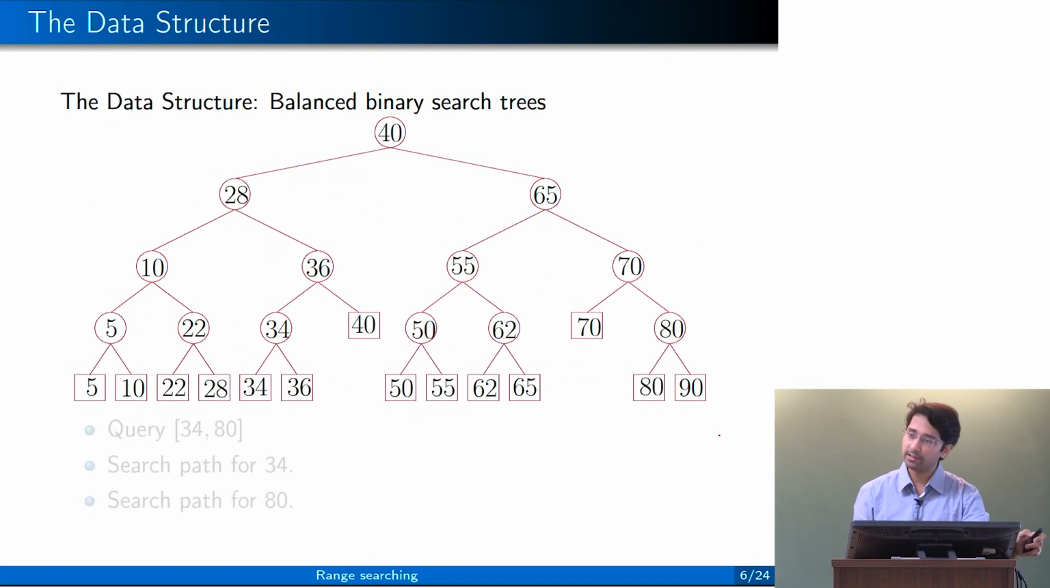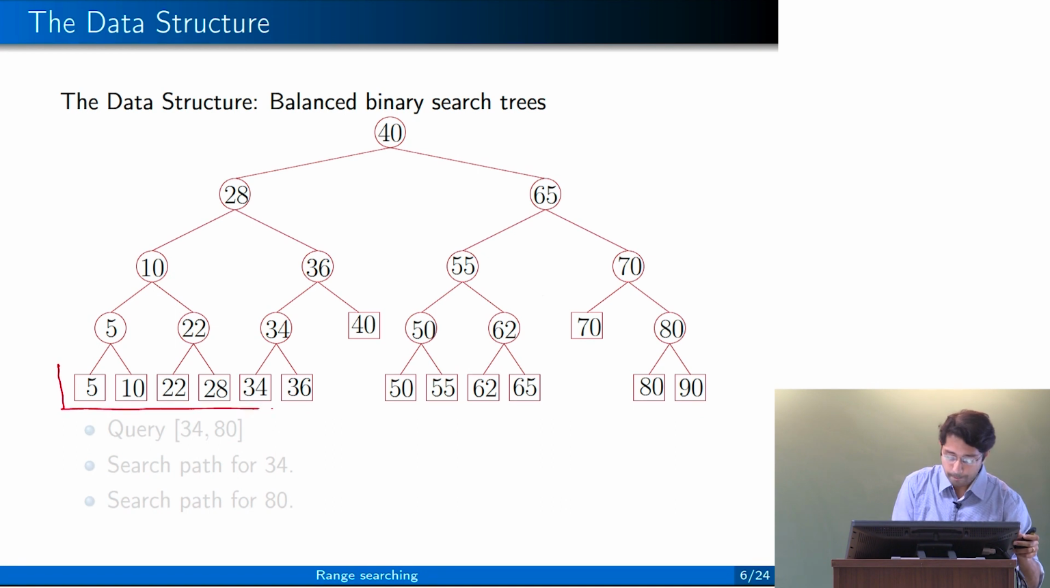But in the next few slides, I will give you a little bit more complicated solution to this problem. Why? Because it will help me build a data structure for the 2D problem. Clear? So what is my solution? It's the same solution of sorting all the points. Suppose these are my points: 5, 10, 22, 28, 34, 36, 50, 55, 62 till 90.